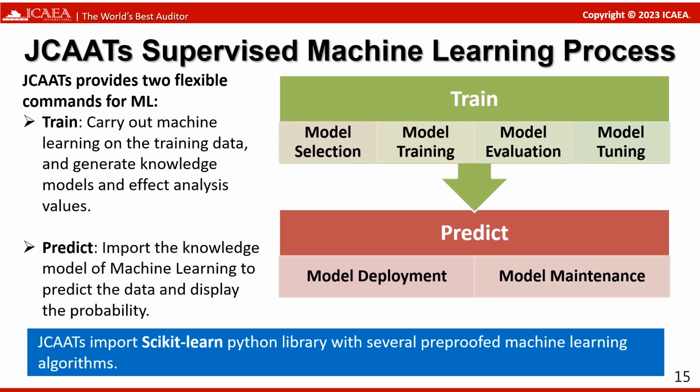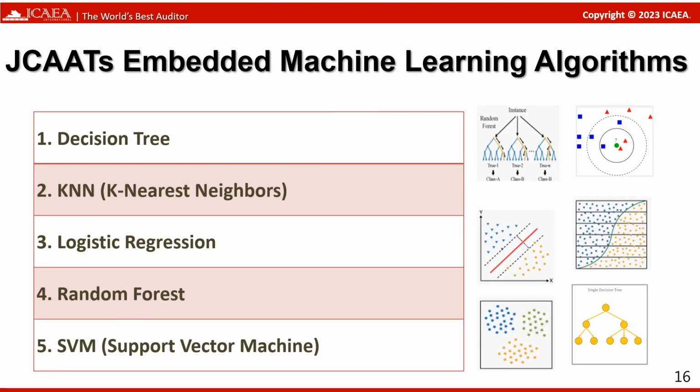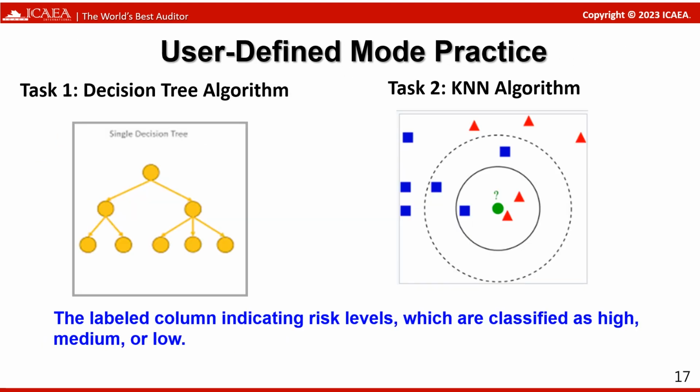JCAATs provides 2 commands for supervised machine learning. 1. Train: carry out machine learning on the training data, and generate knowledge models. 2. Predict: import the knowledge model of machine learning to predict the data and display the probability. There are 5 different common machine learning algorithms in JCAATs. They are decision tree, KNN, logistic regression, random forest, and SVM. In the case study, we show you 2 machine learning tasks, task 1: decision tree, and task 2: KNN. This is because both algorithms are easy to understand by auditors.